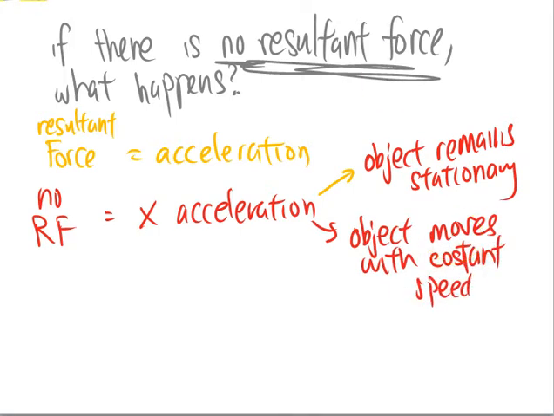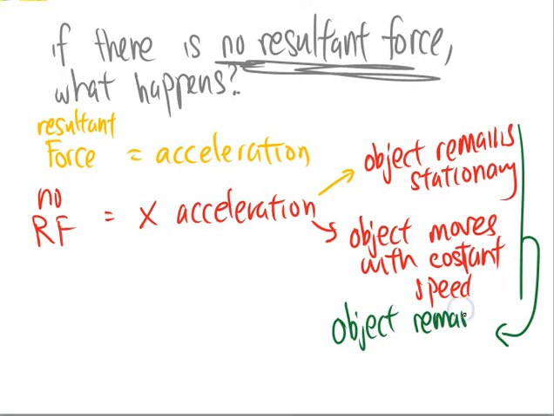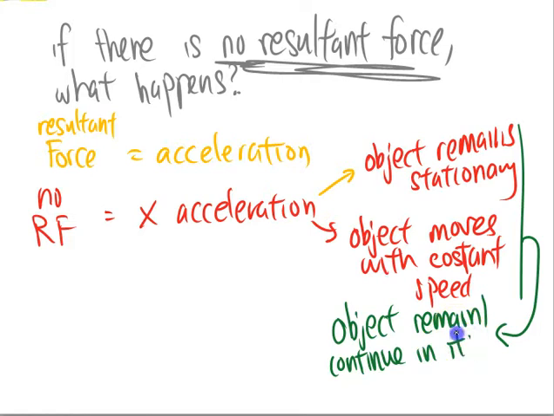Sometimes this is summarized as: object remains or continues in its state of motion. When you say remains in its state of motion, in this case not moving, it is stationary. Or if it moves at a constant speed, it just continues moving at a constant speed. So the object continues or remains in its state of motion. This is another way you will sometimes see it written.